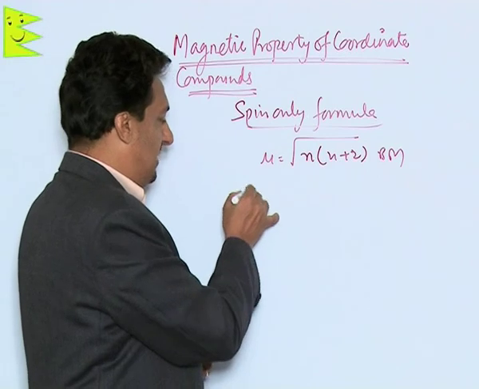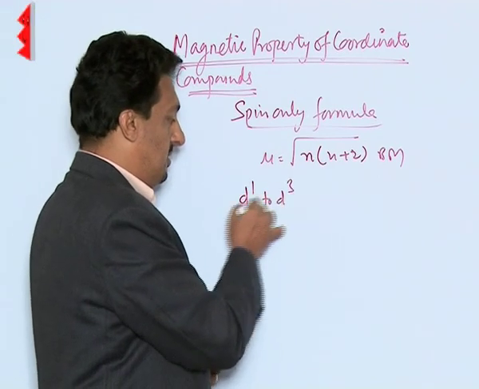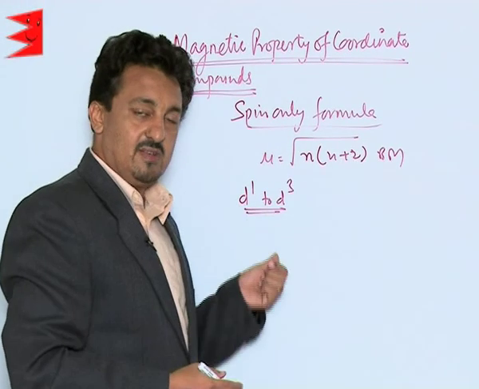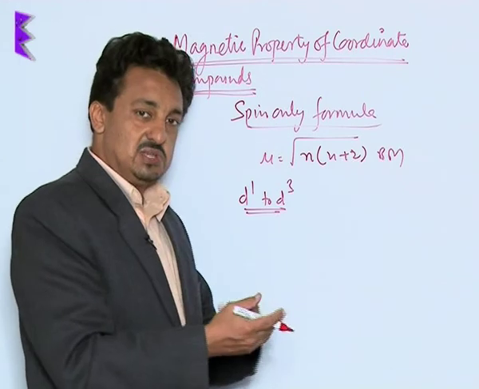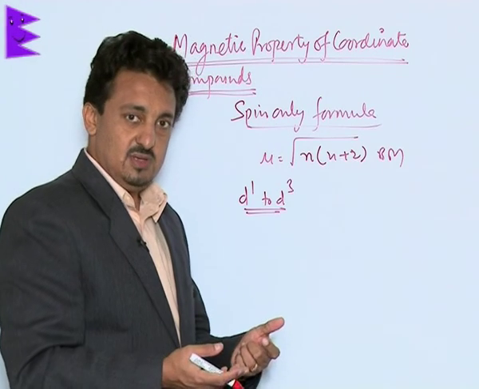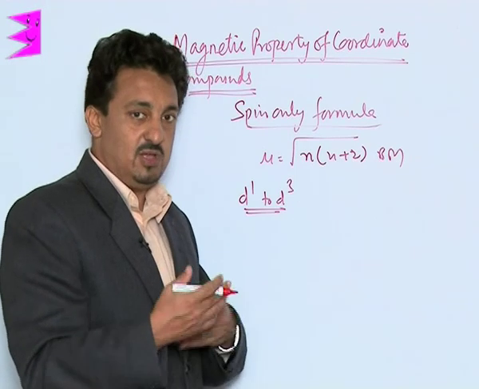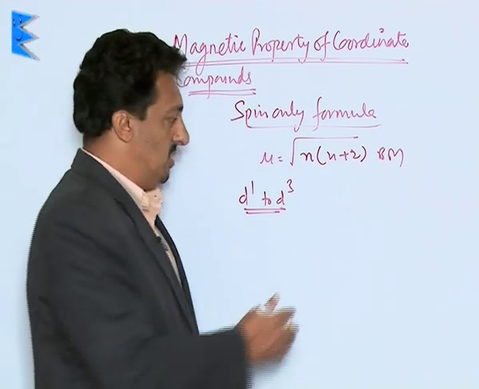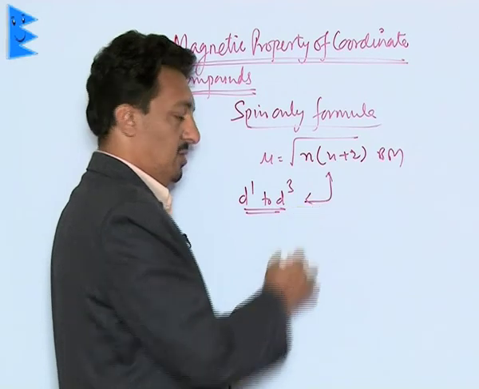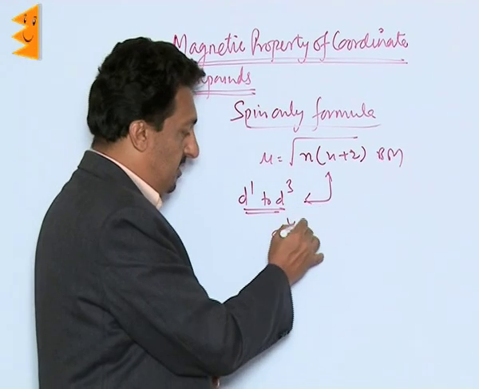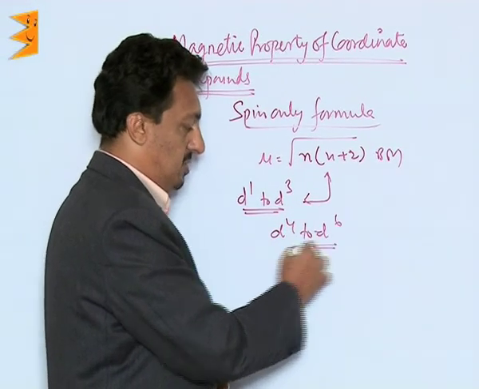What we need to understand is that from d1 to d3 configuration of any of the transition elements, there are no chances of the pairing or unpairing of the electrons, because till d3 configuration there is no possibility of pairing taking place. So in those cases there is no controversy. From d4 to d6 we have maximum controversies.